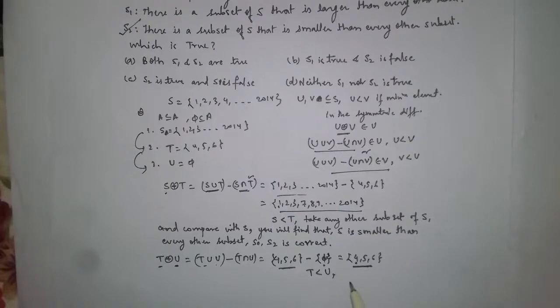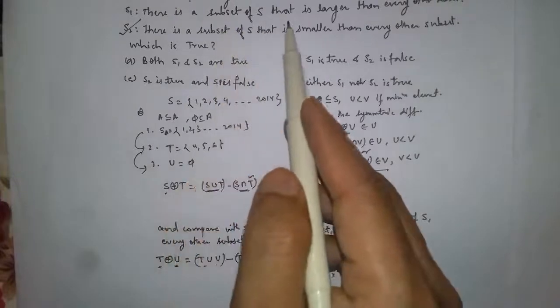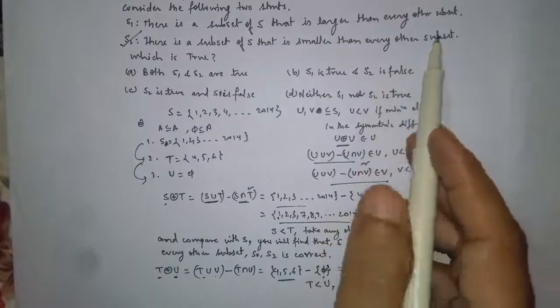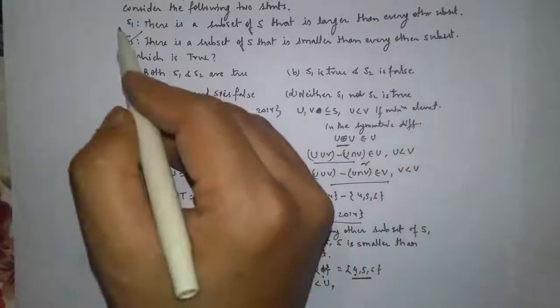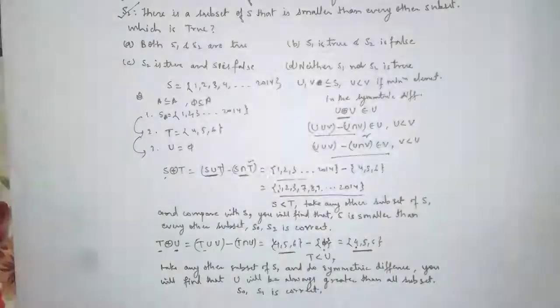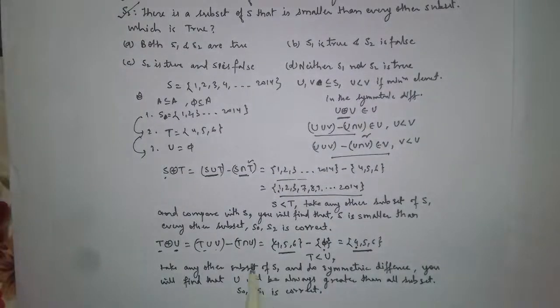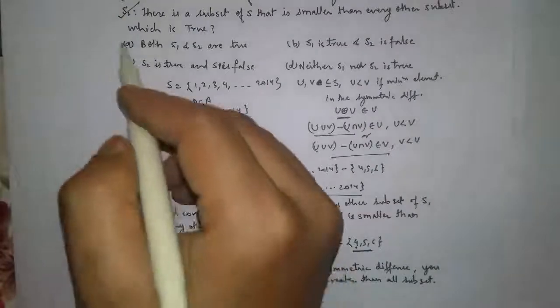Now you can think very easily that if you take any other example and do the symmetric difference with U, you will find that every other subset will be less than U. So there is a subset of S that is larger than every other subset. So this statement is also true. Since S1 is correct and S2 is also correct, our option will be A.